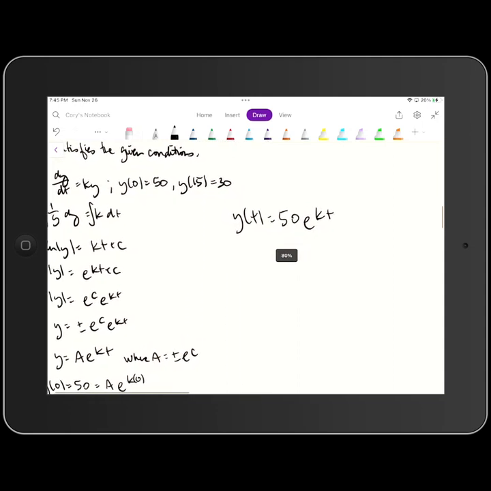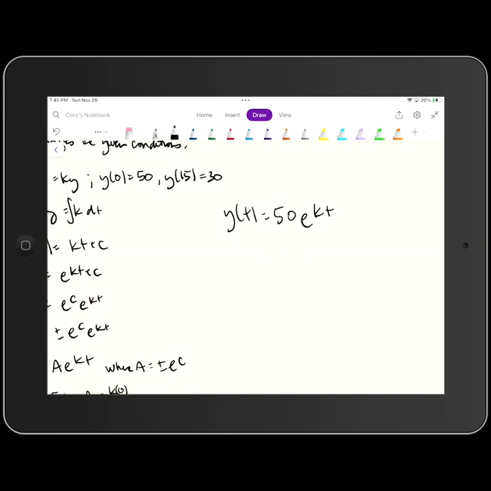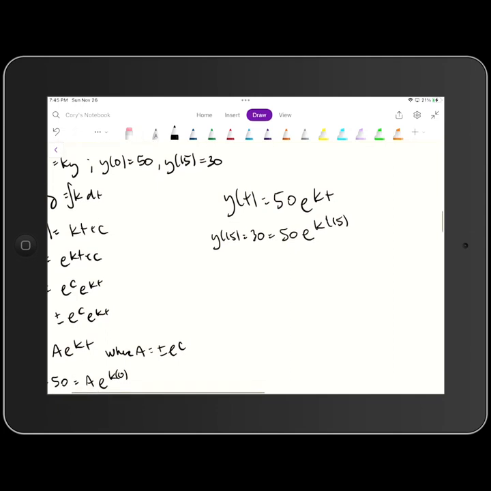And then I'm going to use my second initial condition to figure out the value of k. Okay, so we know y of 15 is 30. And that's equal to 50 times e raised to the k times, we're going to replace t with 15. And then we're just going to go ahead and solve this equation here for k. Okay, so I can go ahead and isolate the exponential on the right-hand side, dividing both sides by 50. So 30 divided by 50 simplifies to 3/5. And that's equal to e raised to the 15k power.